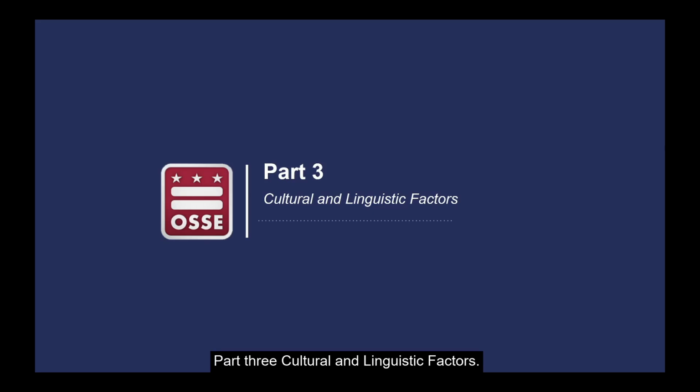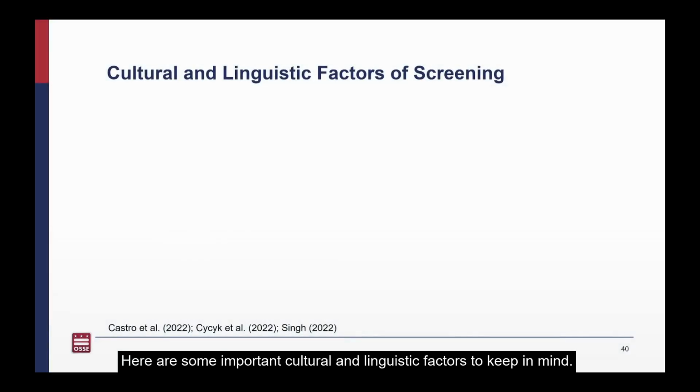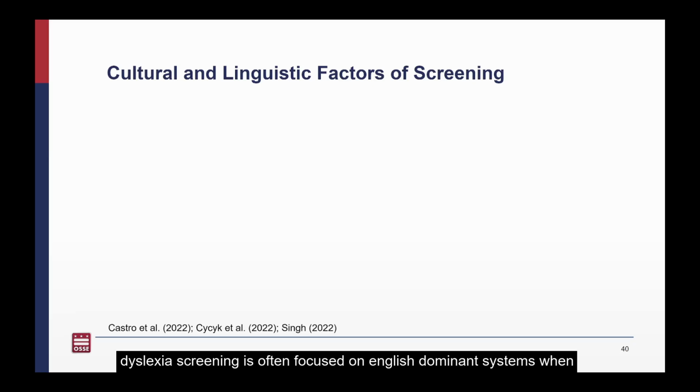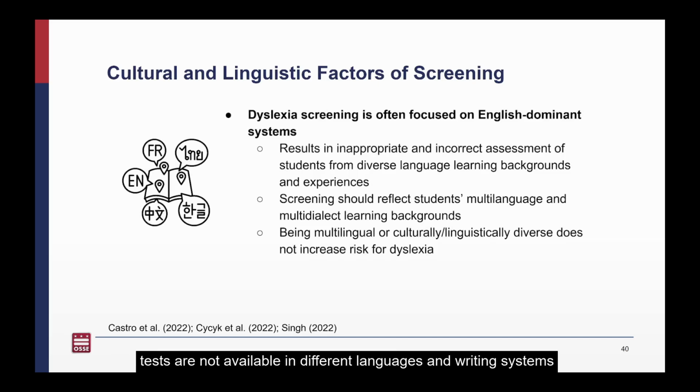Part 3, Cultural and Linguistic Factors. Here are some important cultural and linguistic factors to keep in mind when screening for dyslexia. Dyslexia screening is often focused on English-dominant systems. When tests are not available in different languages and writing systems, assessing a student for dyslexia may be restricted to English, and could lead to inappropriate and incorrect assessment results.